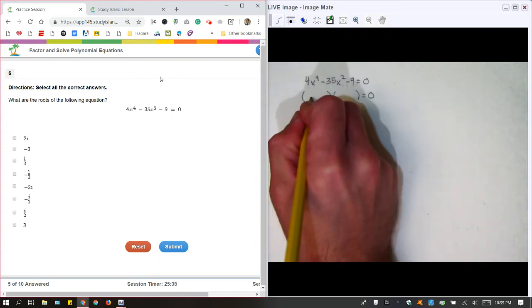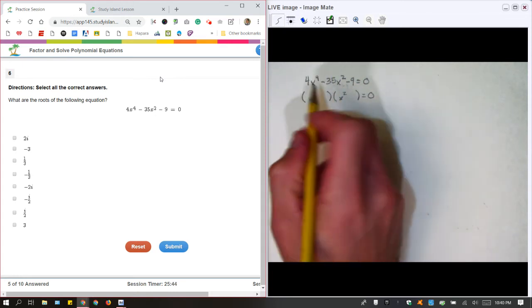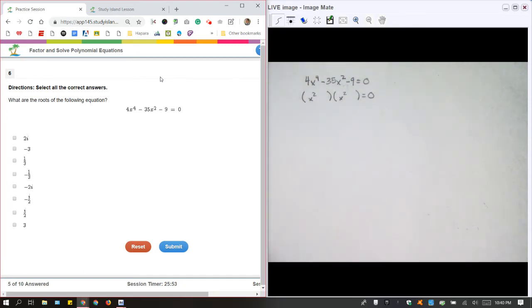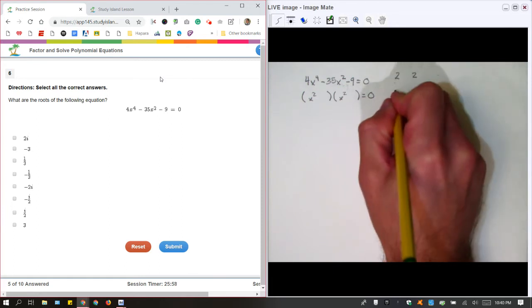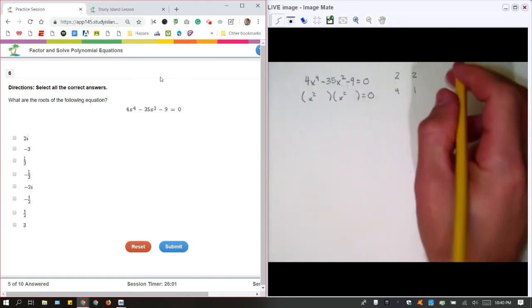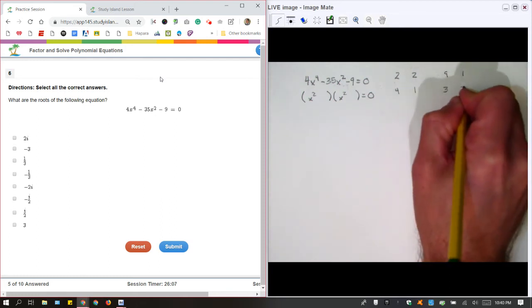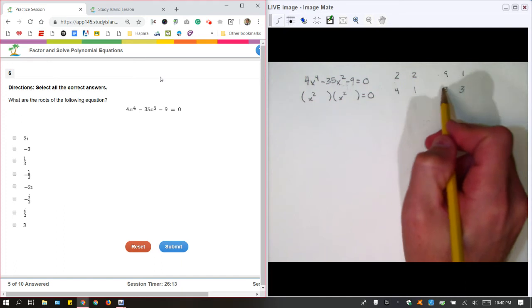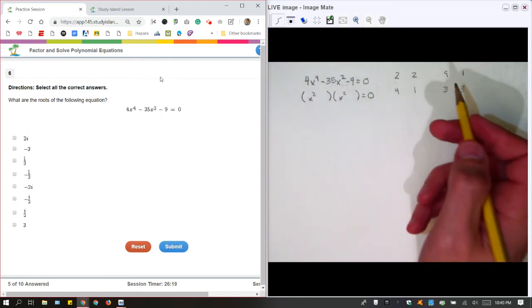So it's going to be something x squared and something x squared. It might be either 2x squared and 2x squared, or it could be 4x squared and 1x squared. And at the end, you've got to multiply to get 9, so it either has to be 9 and 1 or 3 and 3. And again, one of these has to be positive and one negative because you have -9. The only way to multiply two things together to get -9 is to have one positive and one negative.